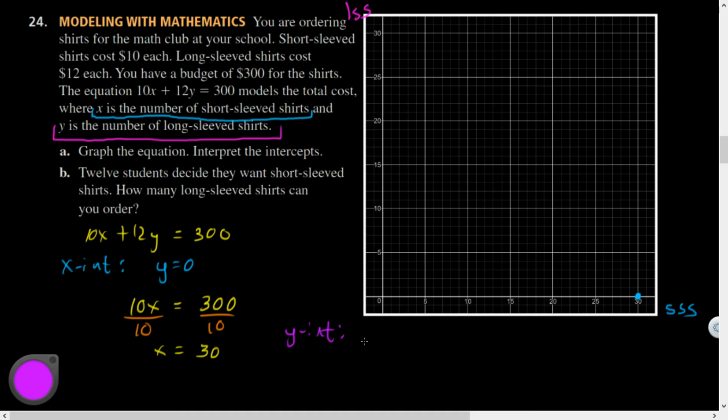Running out of space here. The intercept, I'm going to plug in 0 for x, right? And if I plug in 0 for x, 10 times 0 is 0, adding 0 to 12y, that's just 12y.